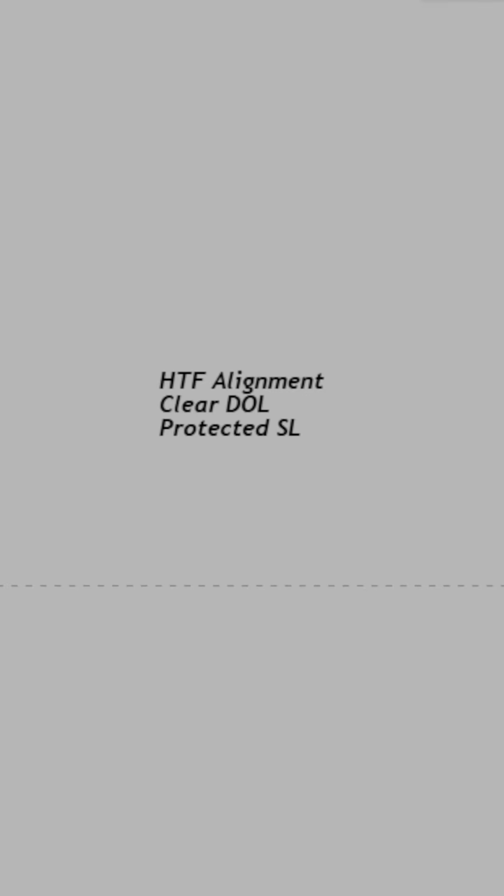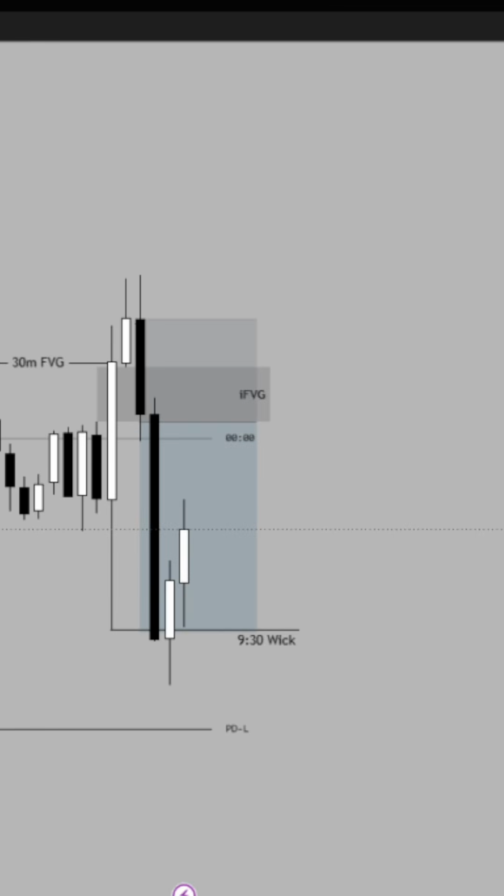What matters more than your inversion fair value gap are these three things, right? Higher time frame alignment, a clear draw on liquidity, and a protected stop loss. Here is a trade example from Wednesday, June 24th, right? This is a trade that I took that I put a recap out on.